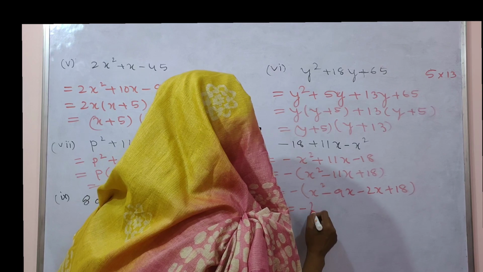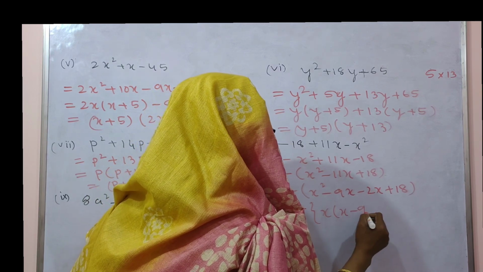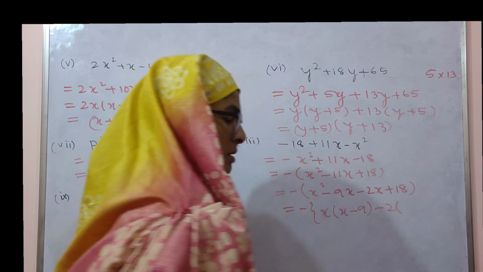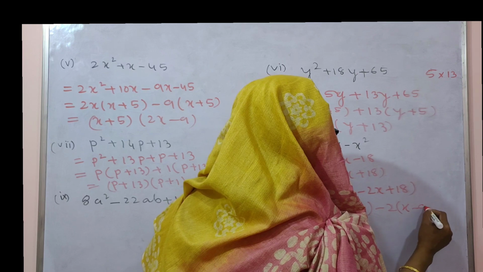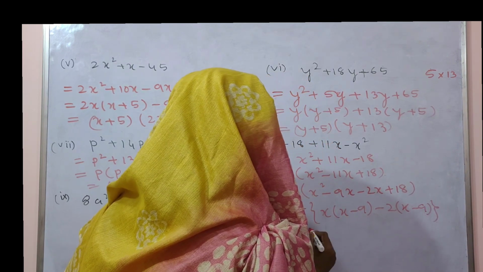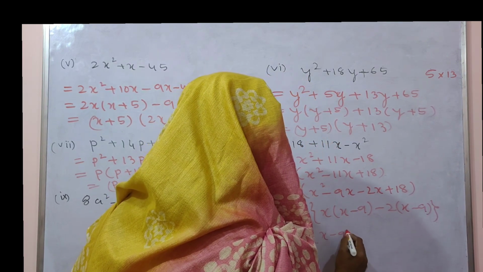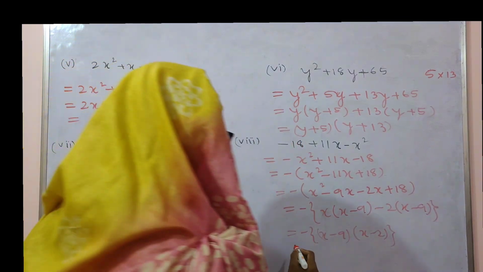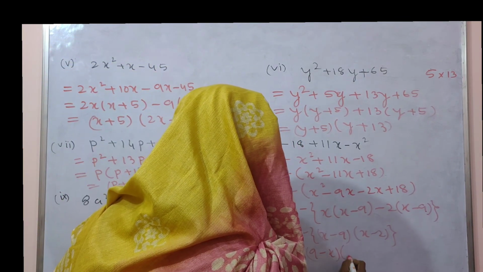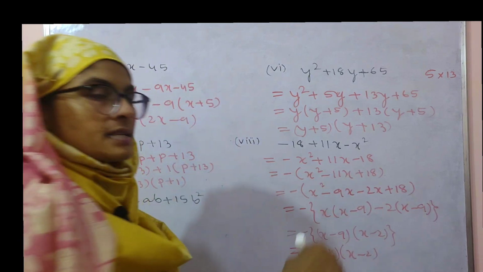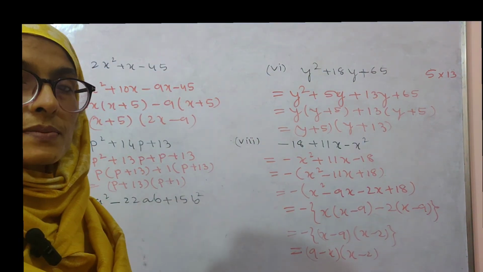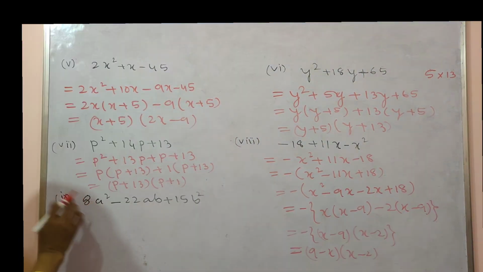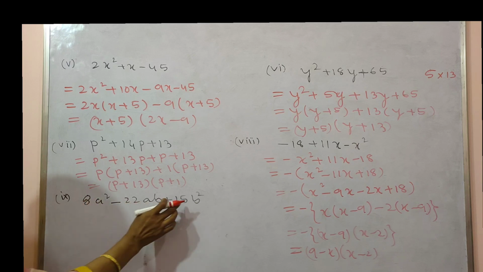Now take common x. x minus 9. Here 2 minus 2 common, x minus 9. So minus here x minus 9, x minus 2. These are the factors. So you can write 9 minus x, x minus 2, or 2 minus x into x minus 9.